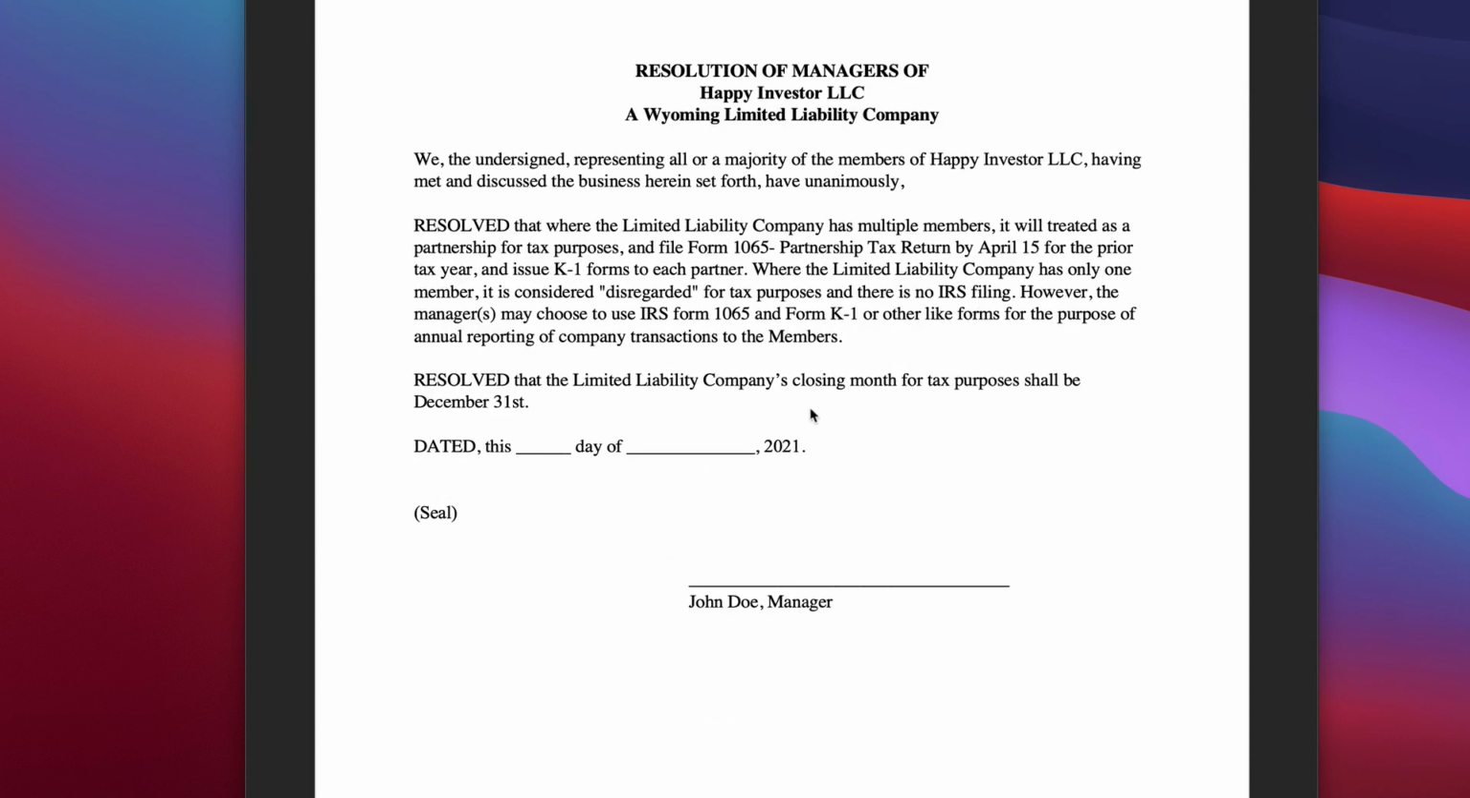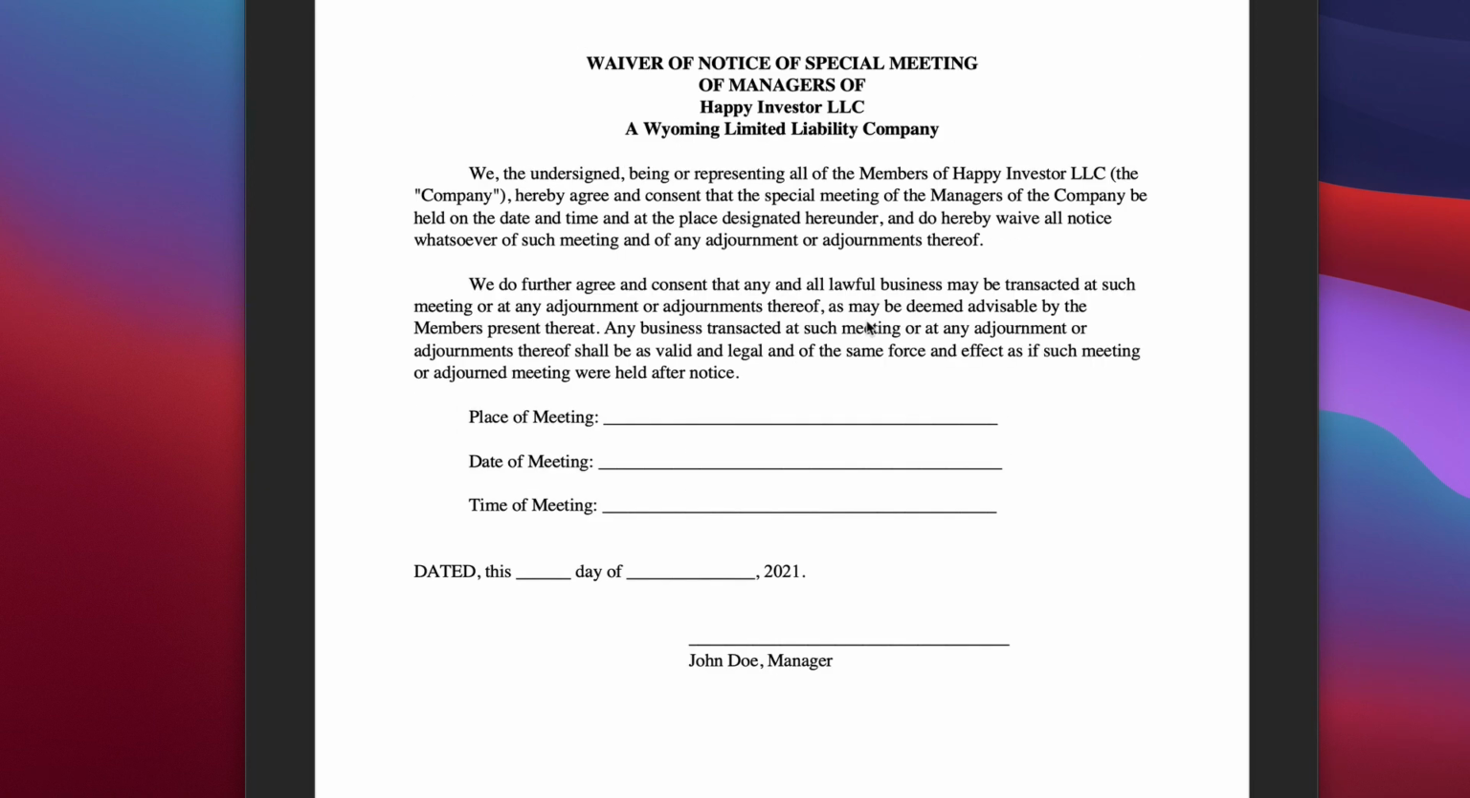What this talks about is that there are multiple members in the LLC. There are not. Your particular LLC has one member. That is your IRA or your 401k. This page can be disregarded completely and does not need to be signed. This is a waiver notice of a special meeting. If there was some reason that you would call a special meeting for the LLC by yourself, this page generally does not need to be completed and can simply be filed.